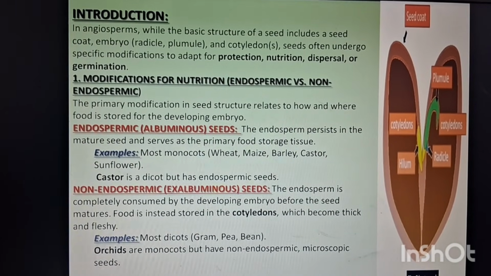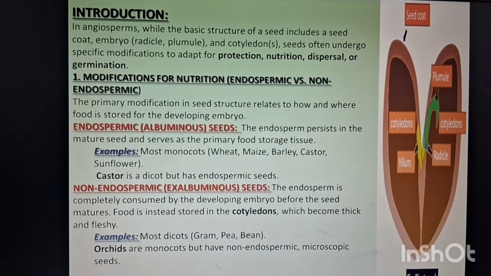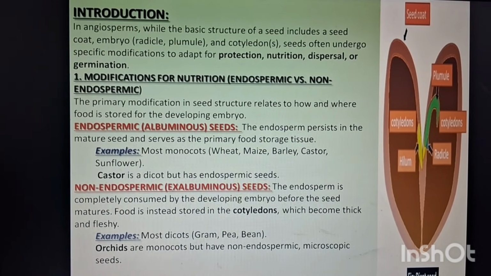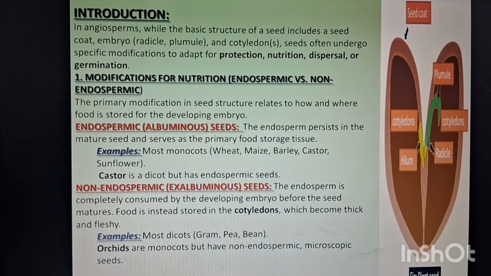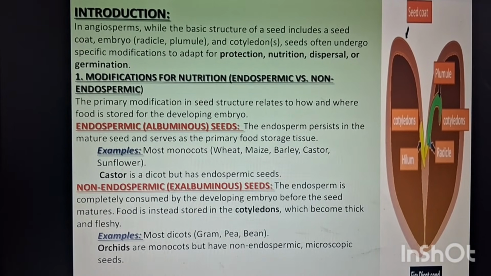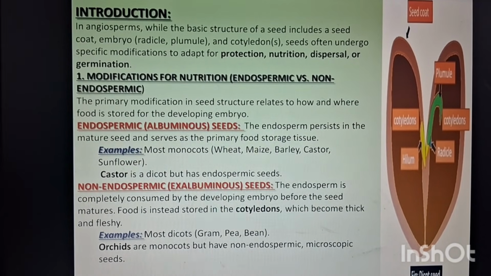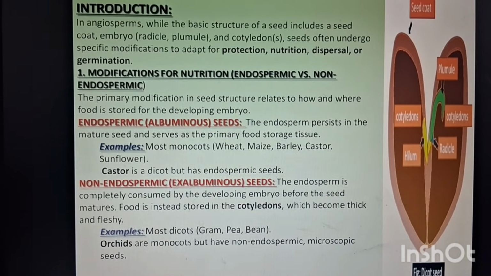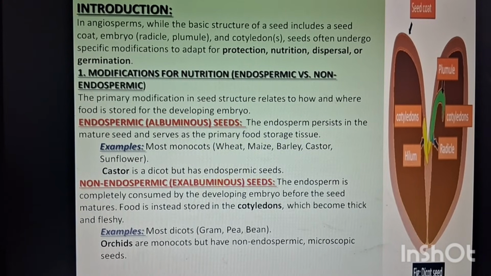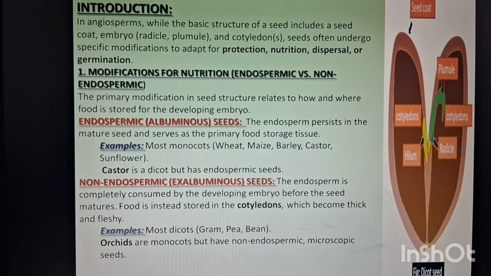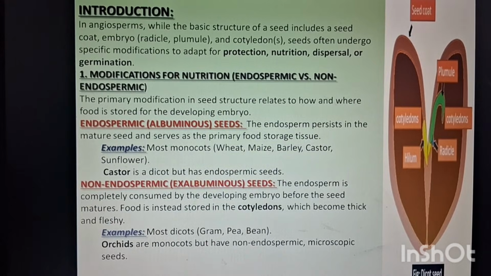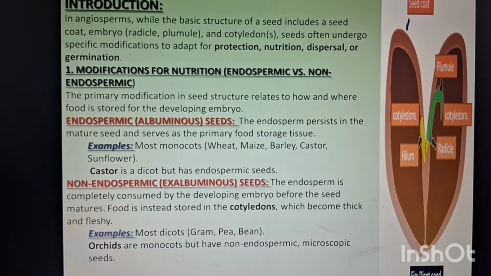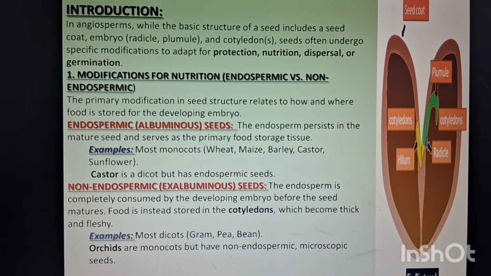Next, modification for nutrition. It is endospermic versus non-endospermic. The primary modification in seed structure relates to how and where food is stored for the developing embryo. First is endospermic or albuminous seed. The endosperm persists in the mature seeds and serves as the primary food storage tissue. Example, most monocots, that is wheat, maize, barley, castor, sunflower, etc. Castor is a dicot but has endospermic seeds.